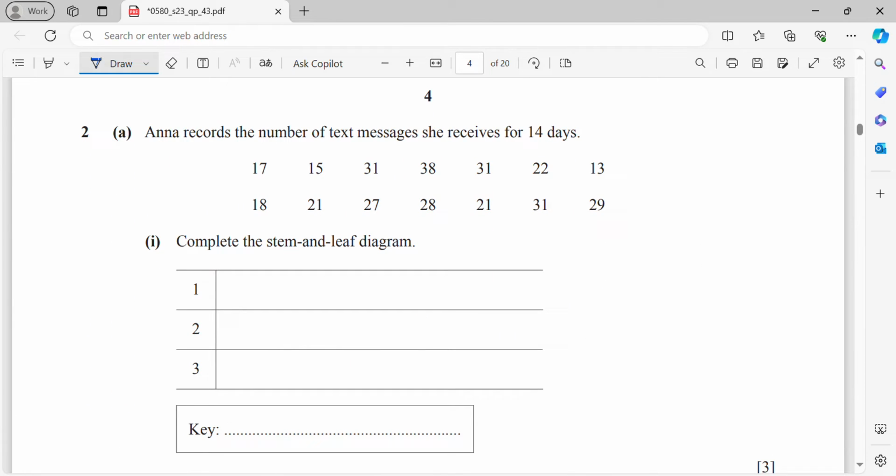Okay, question number 2A. Anna records the number of text messages she receives for 14 days. Now, these are the number of text messages. Complete the stem and leaf diagram. Okay, for the 1, I will check here. 13, 15, 17.